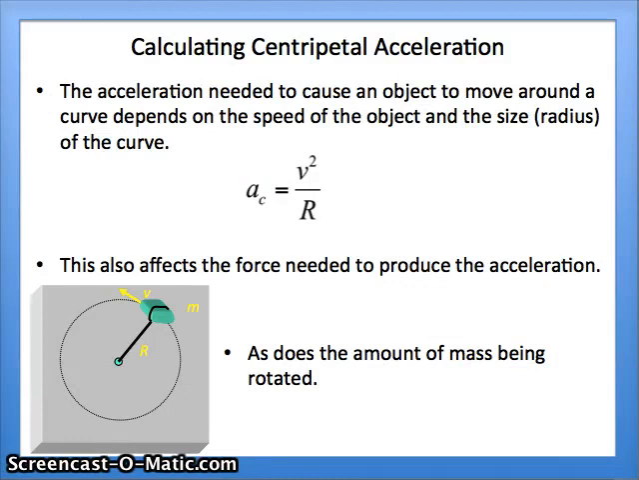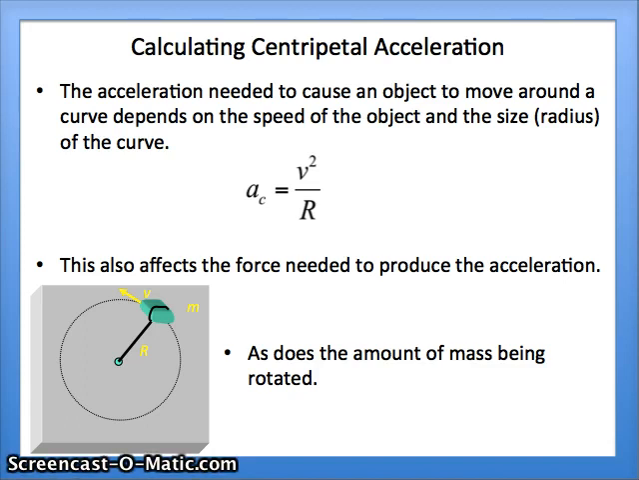When we calculate centripetal acceleration, that value of acceleration depends on a couple of things. It depends on the speed of the object and the radius of the curve. So again, picture yourself in a car going around a circle. If you travel faster, then that's going to require a greater acceleration because your speed is faster.